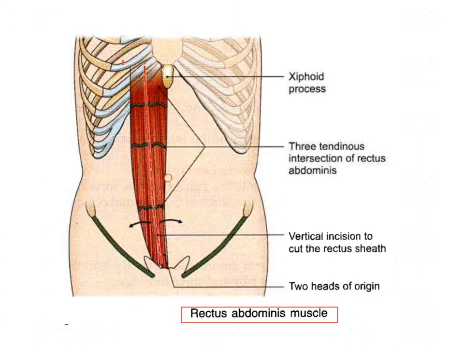Now first we will see this rectus abdominis muscle. So this rectus abdominis muscle has two heads. One is the lateral head and another one is the medial head. The lateral head originates from the pubic crest. And the medial head originates from the anterior pubic ligament in front of the pubic symphysis.